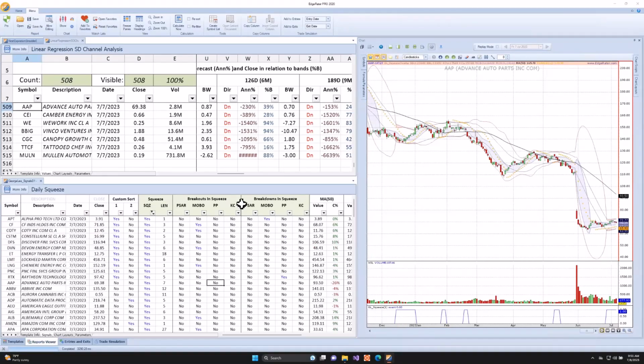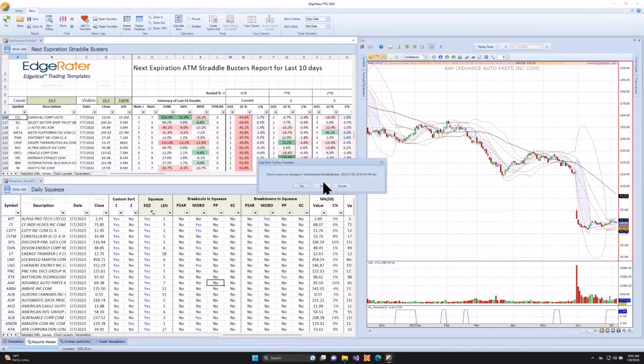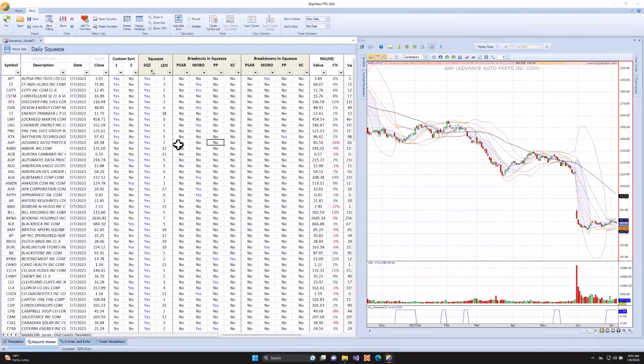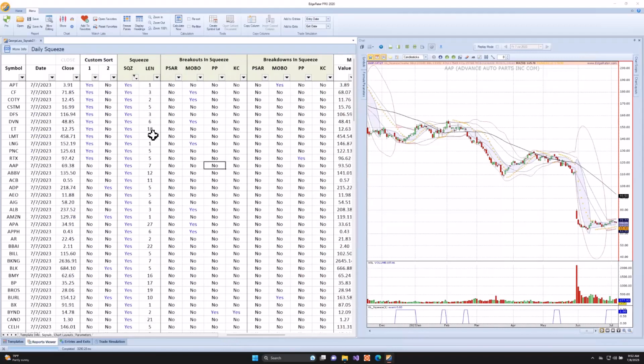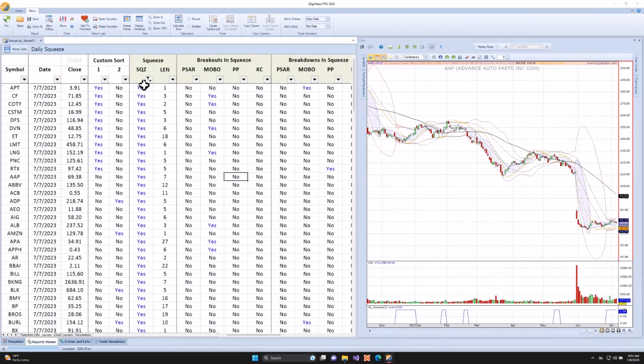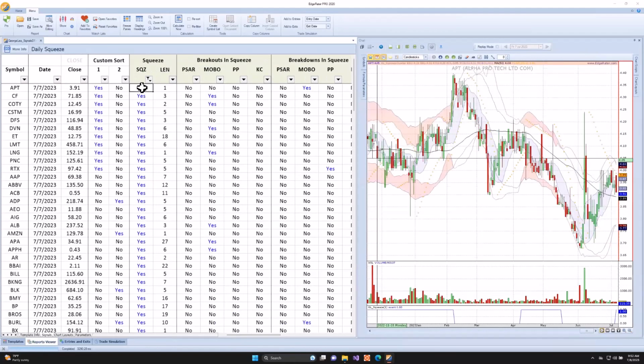Squeeze is Bollinger Bands inside Keltner channels. So when you run this report, let me close down the others so we can see this in large. Okay, so Squeeze report. If Bollinger Bands are inside Keltner channels, then Squeeze will have a yes. So all of these are in a squeeze, but then the length of the squeeze, how long has the stock been in a squeeze? How long have the Bollinger Bands been inside the Keltner channels, is indicated here in the length column. So when it's just been inside 1 day, it's not really that long.